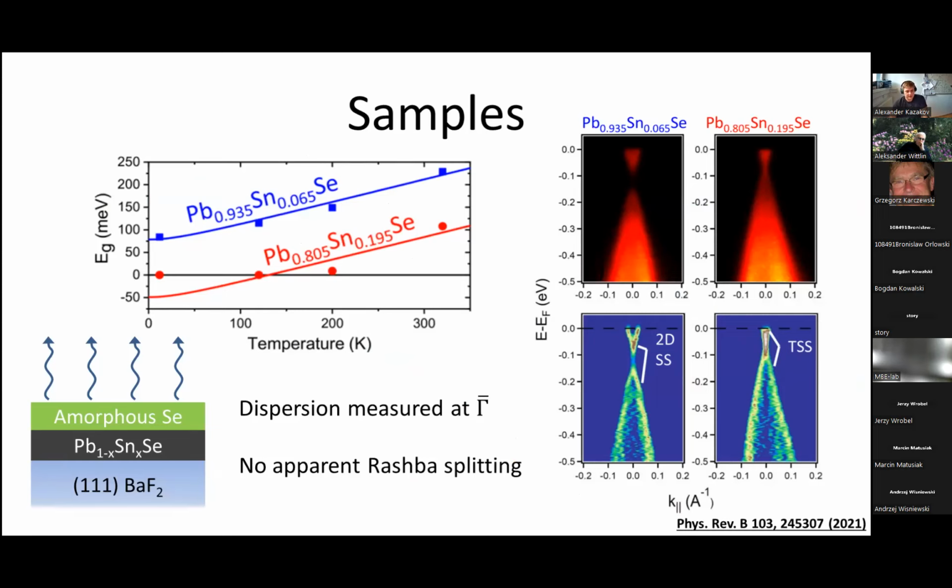For that, we used films with amorphous selenium, which was evaporated in the preparation chamber, and we saw that indeed in films with low tin composition, we have a gap opened in all temperature range. However, in the samples with high tin composition, we see that the surface gap is closed at low temperatures. What is important here, we also did not see any signatures of Rashba splitting.